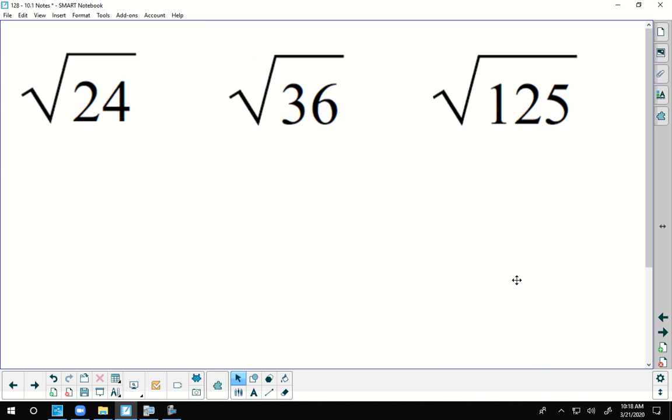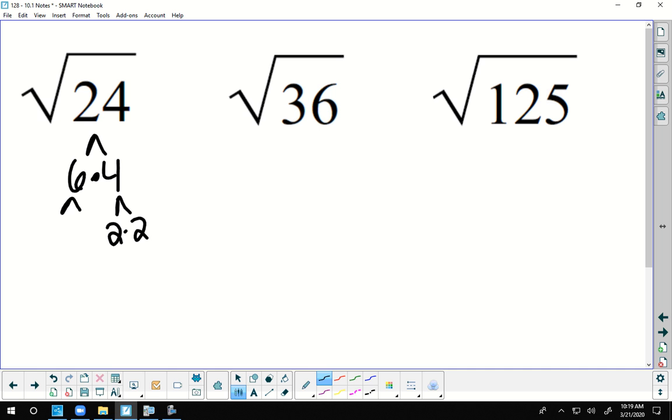We're going to do a couple more examples. Square root of 24. Okay, I'm going to do the factor tree. I'm just going to think of any 2 things that multiplied to 24. I thought of 6 times 4. Well, 4 can get broken down to 2 times 2. 6 can get broken down to 3 times 2.